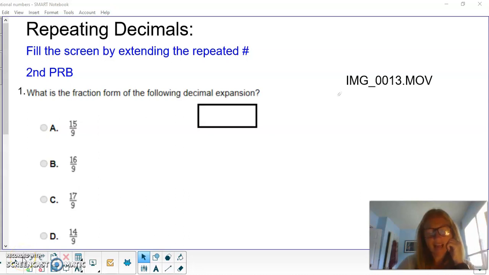Okay, guys, so the last part of the lesson is on repeating decimals. So that's a decimal that doesn't end because 1 or 2 or 3 of the numbers repeat on and on and on.